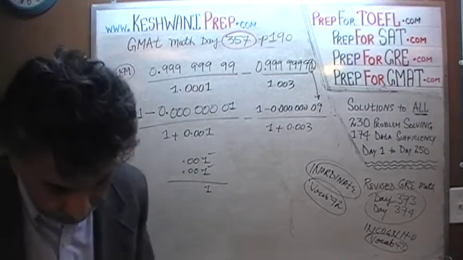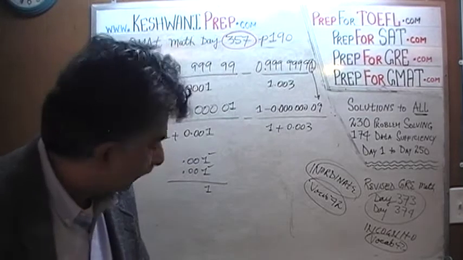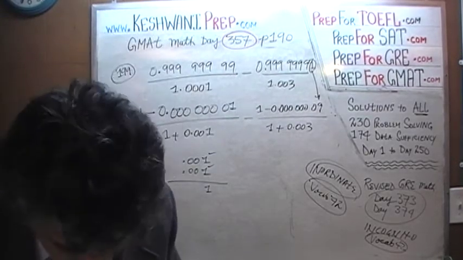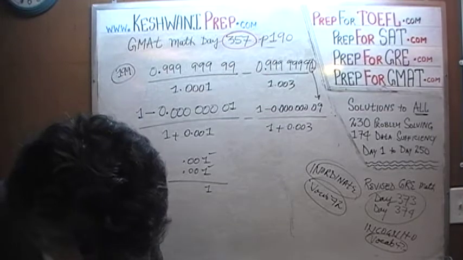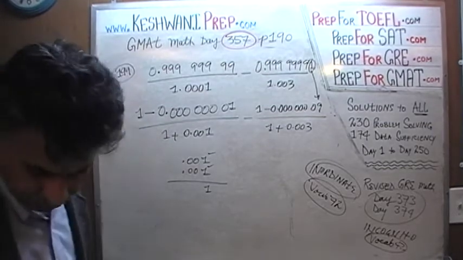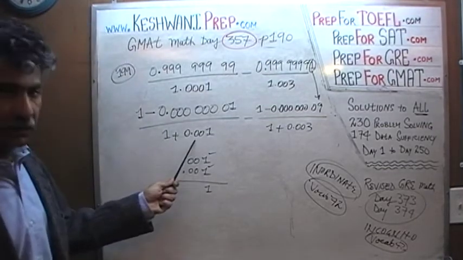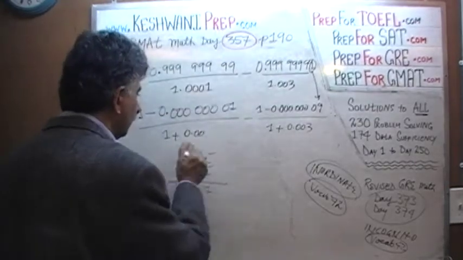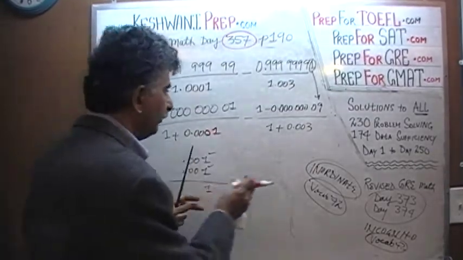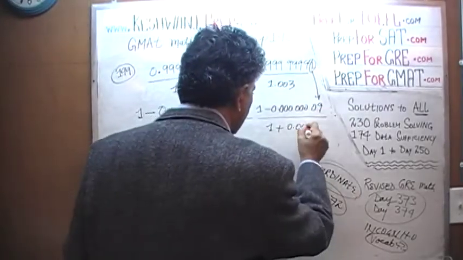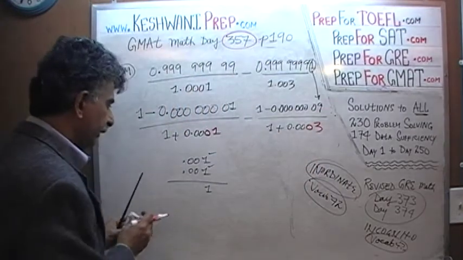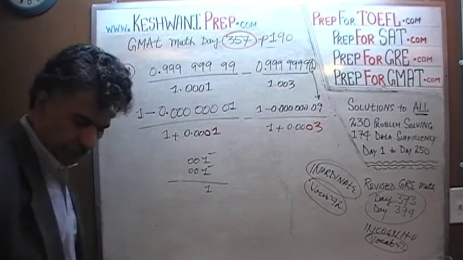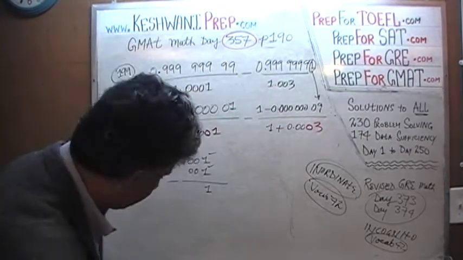I must have written it wrong. I must have made a boo-boo in both of these places. Let me just make sure that I did make a mistake. The bottom is not right. The bottom is not working out the way we want it to be. It should be 0.0001. And this should have been 0.0003. So we need one more zero. And I'm not going to do a red pen.